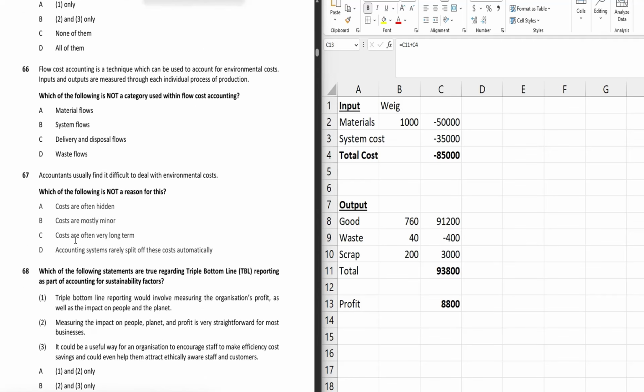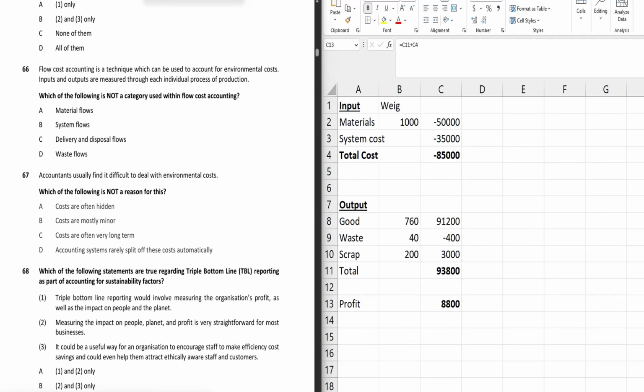Accountants usually find it difficult to deal with environmental cost. Which of the following is not a reason for this? Costs are often hidden. Yes, as I said earlier, some of the costs are hidden, so it is quite difficult to identify. In that case, obviously, it could make it difficult for the accountant to deal with the environmental cost.